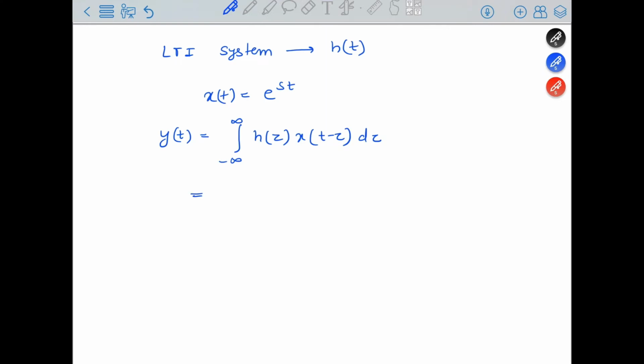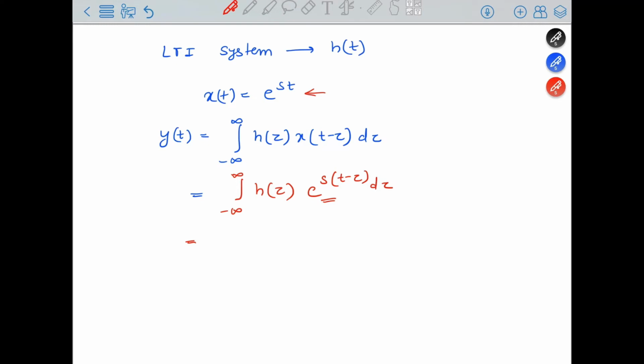Now we'll replace our x of t by the expression we have used. So this is our input x of t. We can write it as the integral from minus infinity to infinity of h of tau e raised to the power s times t minus tau d tau. Now we'll expand this and write it as e raised to the power st multiplied with e raised to the power of minus s tau.